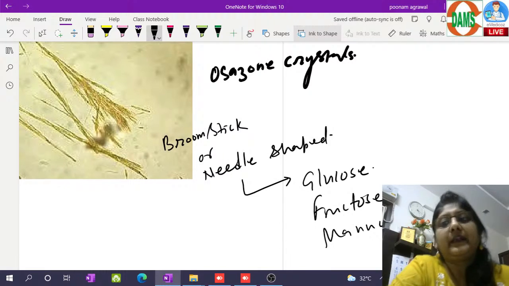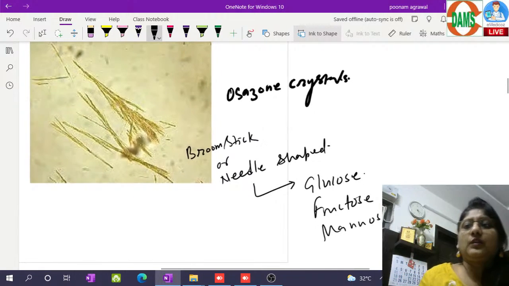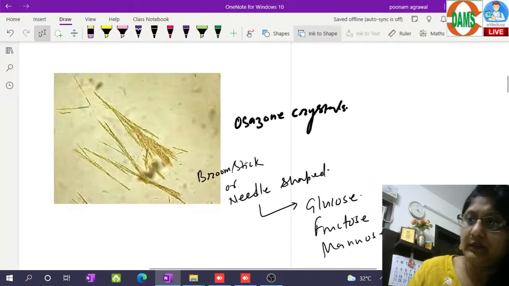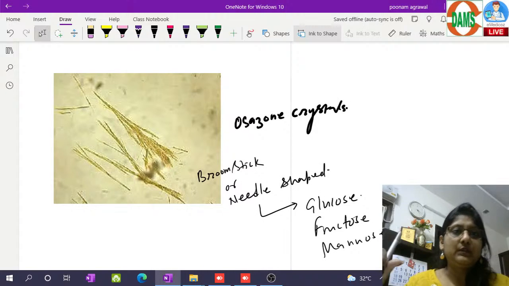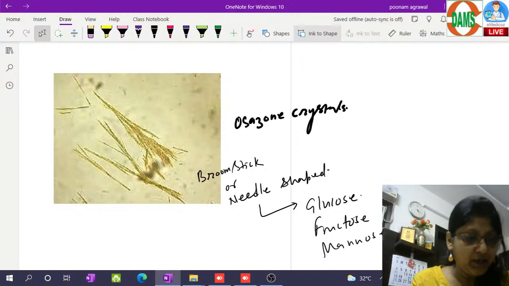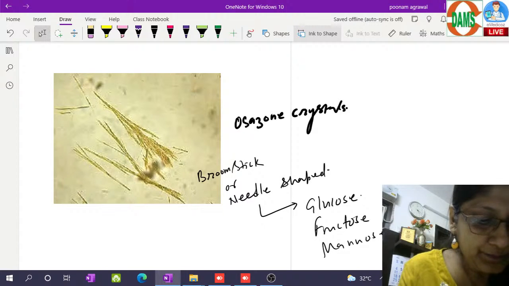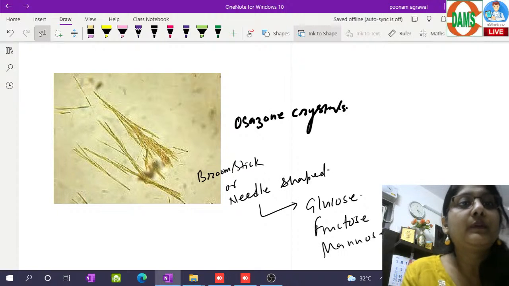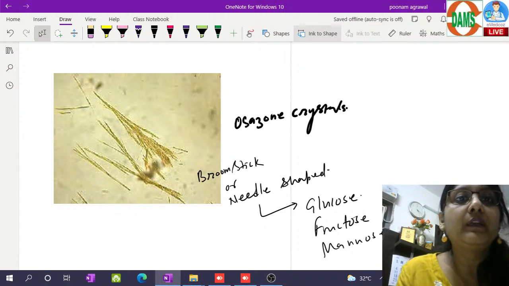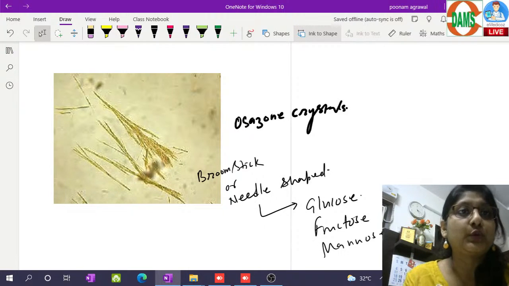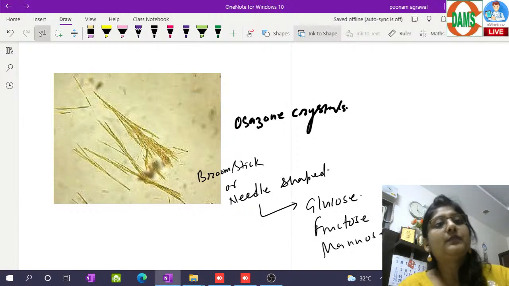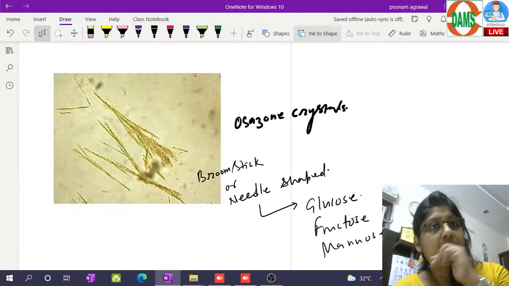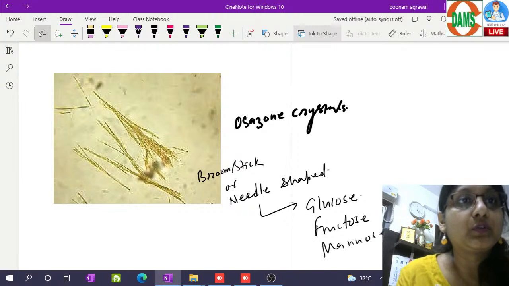So this is a test which is basically not being done very frequently in the undergrad's lab, but in my opinion it should be done because it clearly helps you identify the glucose in the urine or the fructose in the urine, because they all are reducing sugars. If Benedict is positive, you say Benedict is positive, so some reducing sugar is there. So unless you make the osazone, you cannot be very clear which reducing sugar it is.